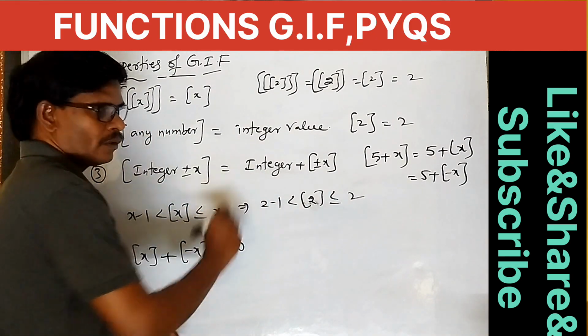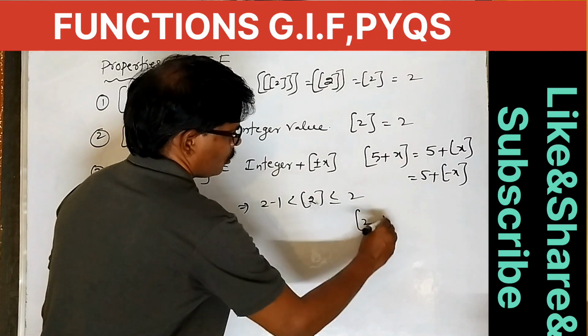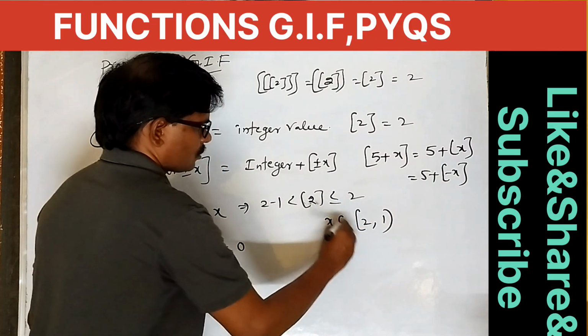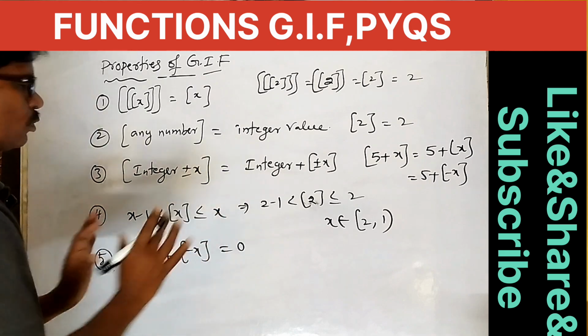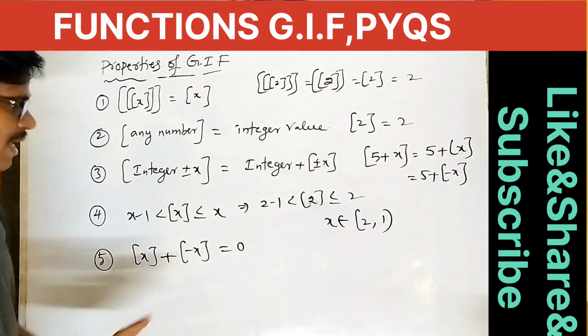This is the less than value. 2 to 1, this is the right, 2 to 1 open interval. x belongs to this one. The step of x equal to 2. Minus x value equal to 0.